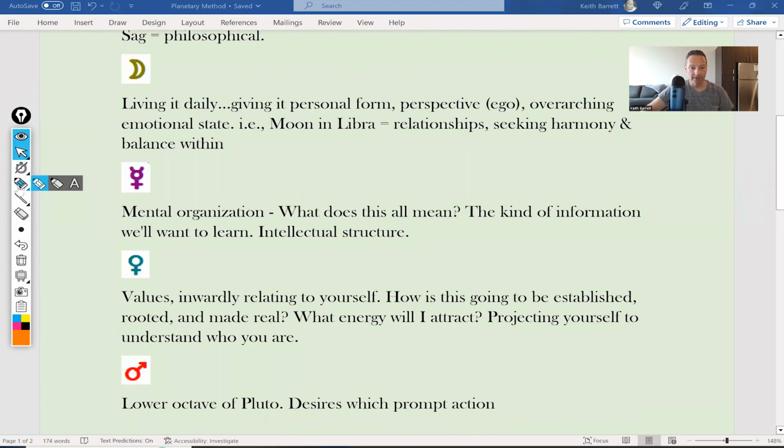And then we go to Venus, which is values, how you're inwardly relating to yourself, and then how that gets projected out to other people. But it's also how am I establishing, rooting this and making it real? The understanding that I have, the purpose I'm giving, the lens I'm looking through, my mental reality, how is that getting grounded here in this reality? How am I making a living? How do I value myself? How is that coming out in relationship to other people? And so that's the Venus placement.